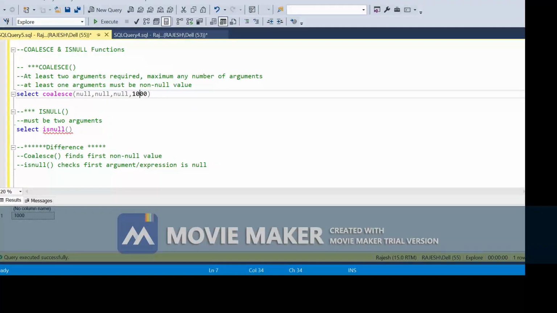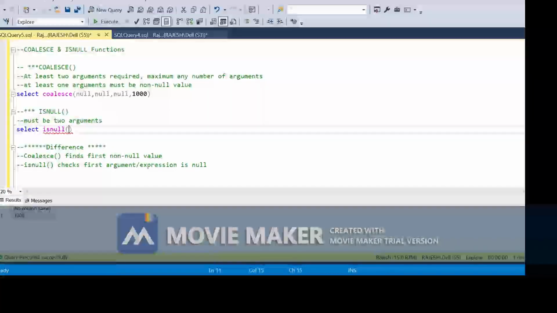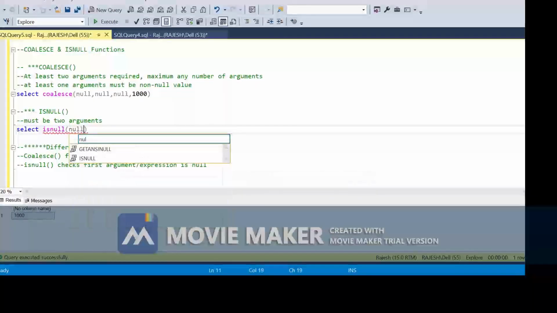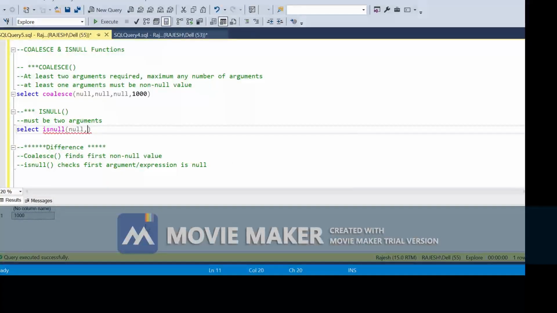Now we will discuss the isnull function. A fact related to the isnull function is that it must have two arguments. Let's check. Null, and the second value is 10. Let's try to run this. It is showing the result as 10.